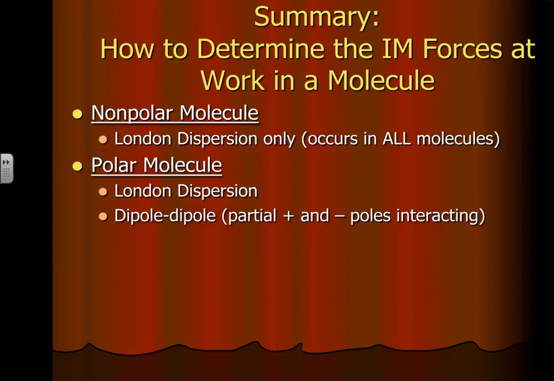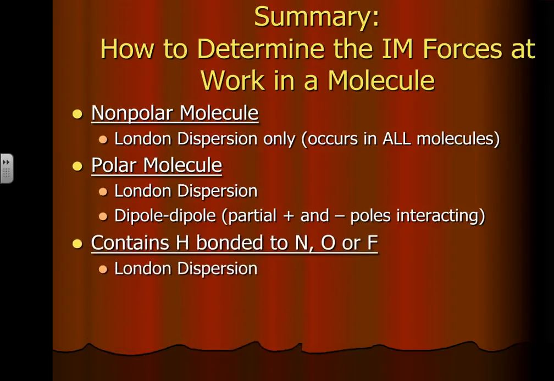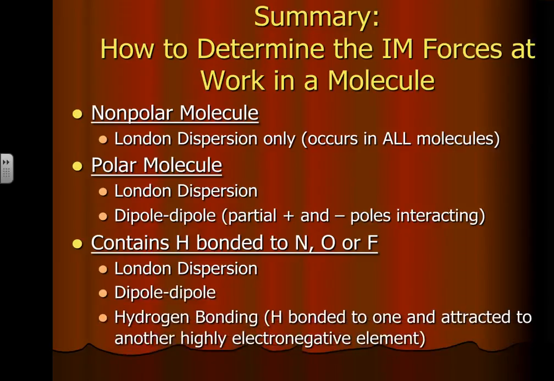Now, you can be a polar molecule and still have one other step to go. So if you determine that the molecule is polar, you need to look very carefully. Does that molecule contain hydrogens that are bonded to nitrogens, oxygens, or fluorines? If that is the case, it still has London dispersion forces because all molecules have London dispersion forces. It will have dipole-dipole interactions because, after all, this is a polar molecule. And finally, it will, of course, have hydrogen bonding because of the hydrogen bonded to a nitrogen, oxygen, or fluorine. So it's like a progressive kind of list.